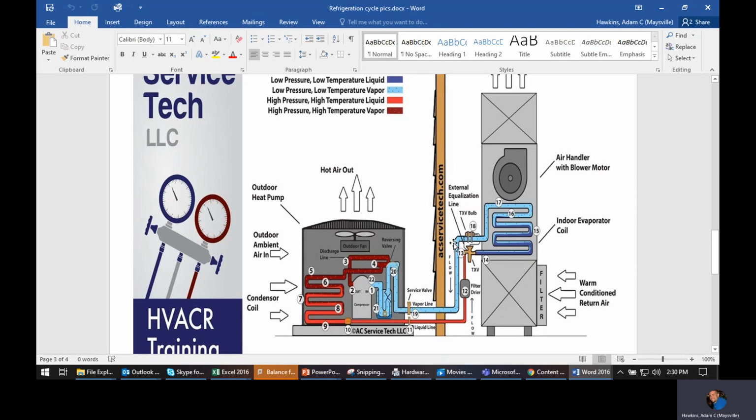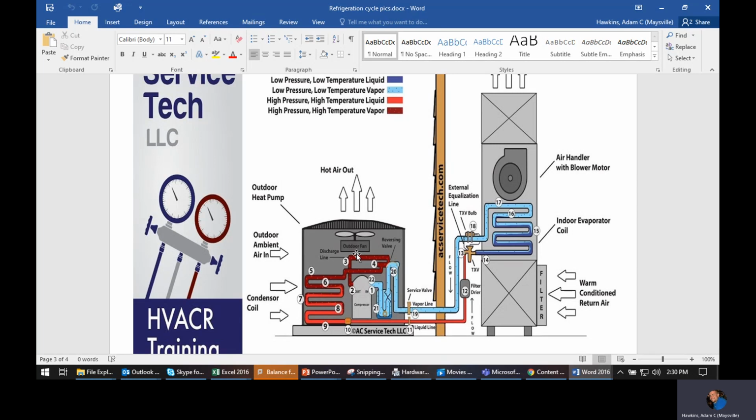So we add that 8 to 14 degree window that makes sure that our compressor does not flood. We don't get liquid flow back. Okay, at that point, your compressor compresses that and sends it through the condenser. It goes into the condenser as 100% hot gas, which means it is 100% vapor.